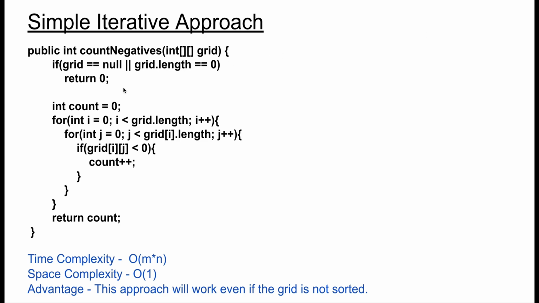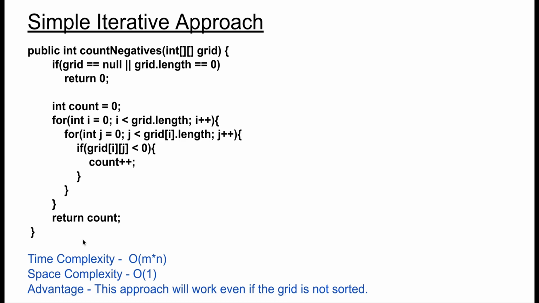Now let's go through the simple iterative approach. In this approach, we basically go through all the elements in the grid, and whenever we encounter a negative value, we increase our counter variable by 1. As you have noticed, in this approach we have to go through all the elements in the grid. So the time complexity of this approach is order m into n.